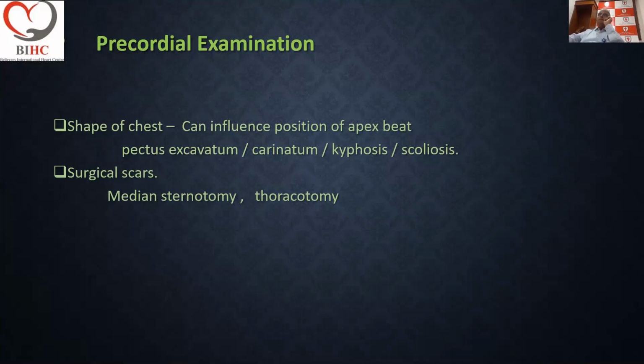Once you have seen pulse, blood pressure, JVP, this is the order in which we are progressing. We are progressing to examining the chest. You would look at the shape of the chest because we know that it can influence the position of the apex beat, whether it is pectus excavatum or carinatum or kyphosis or scoliosis. Any of these can influence the position of the apex beat and make you think that the heart is large when it is not necessarily so. We would also look for surgical scars like a median sternotomy scar or thoracotomy scar. It gives you an idea as to the type of procedure that the child has undergone in the past.